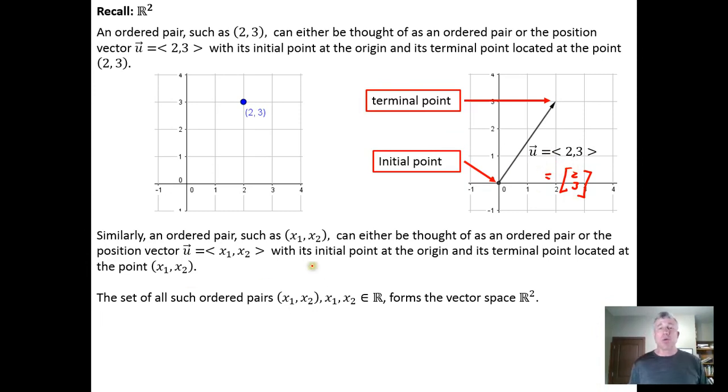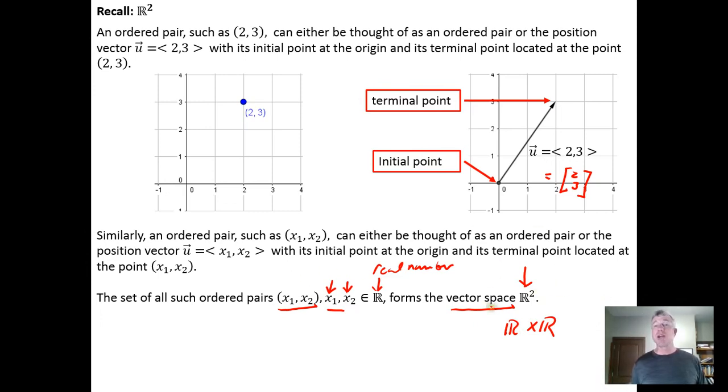Okay? So if we take all possible ordered pairs (x1, x2), where (x1, x2) is just an arbitrary representation of some position vector in the xy plane, and we restrict x1 and x2 to the real number system, so we take the set of all possible ordered pairs that you can construct using real numbers, then we call that set of ordered pairs a vector space, and we call it R2, sometimes referred to as R cross R. It just depends on the situation.